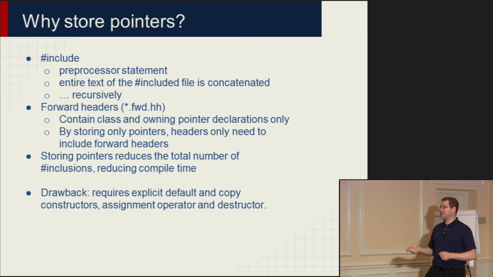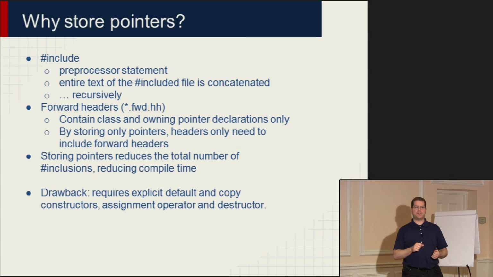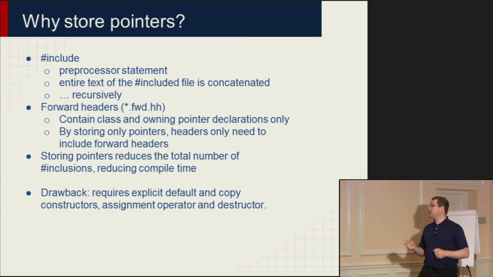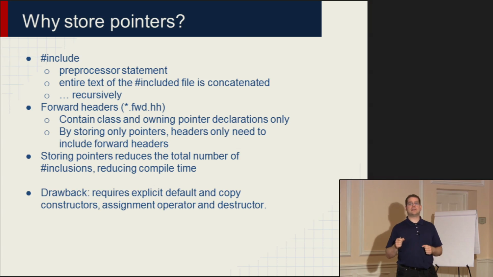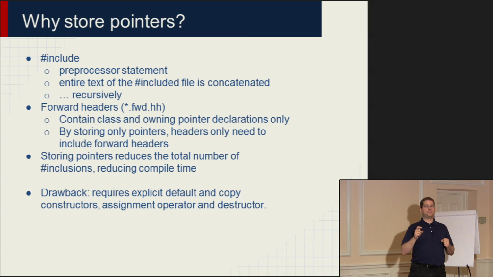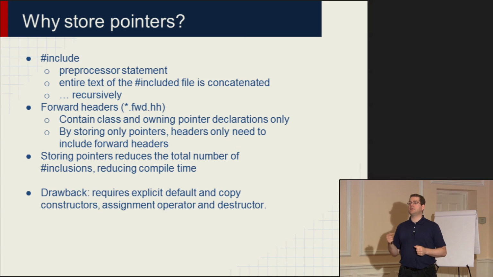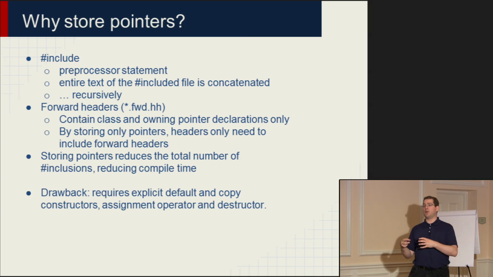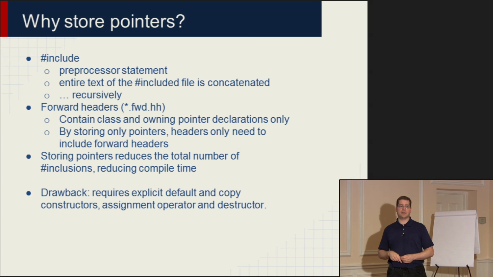There is one drawback to storing owning pointers as opposed to storing objects, and that's that by storing owning pointers, you now need to be explicit about your default and copy constructors, your assignment operators, and your destructors. The reason for this is that when C++ makes the default versions of these, it needs to know about the member variables, and the member variables are the owning pointers, and so it now needs to have more details about the owning pointers when it actually makes the default versions of these.